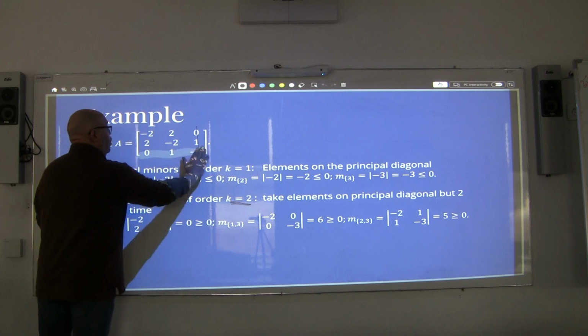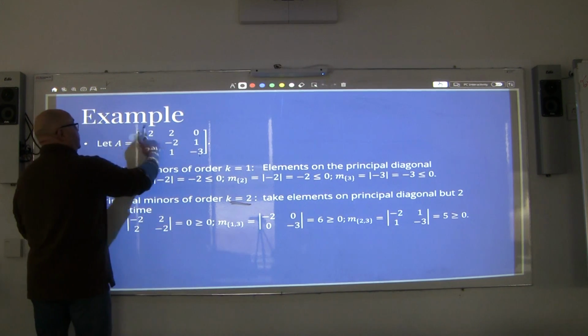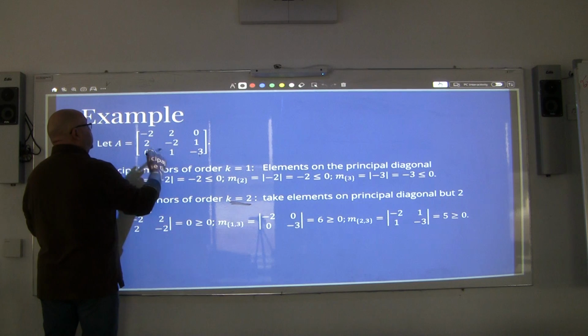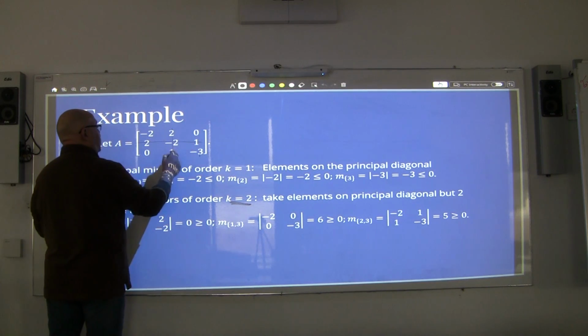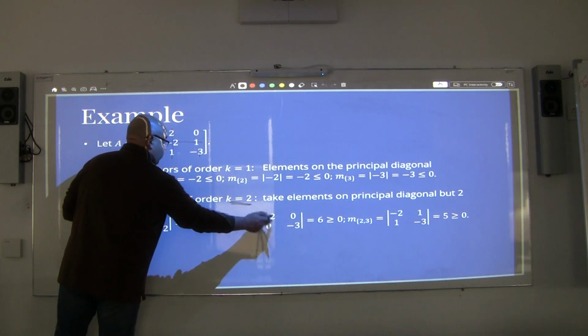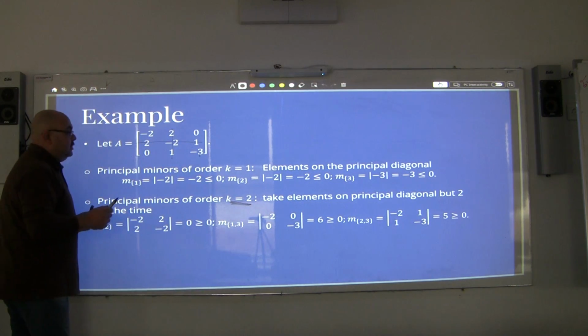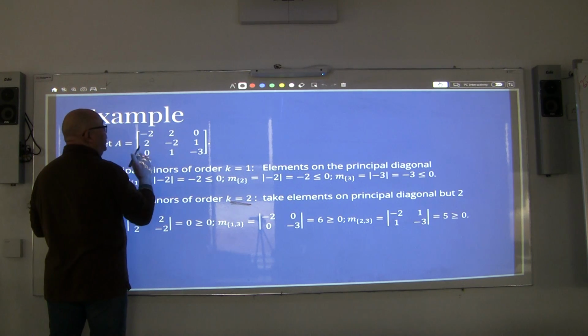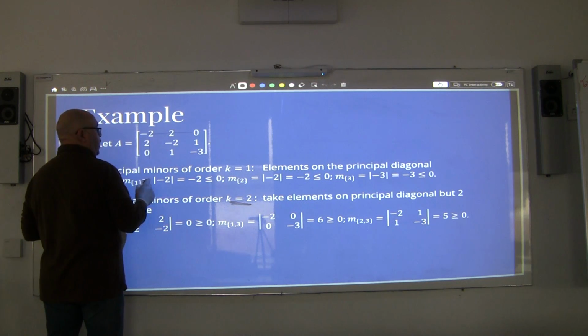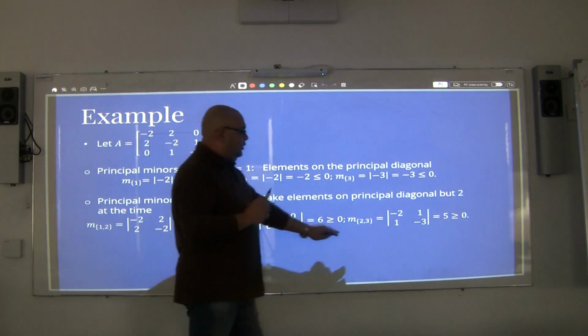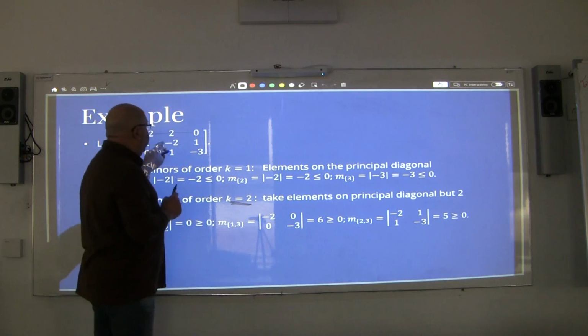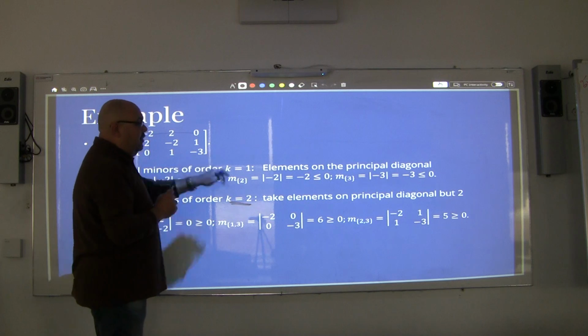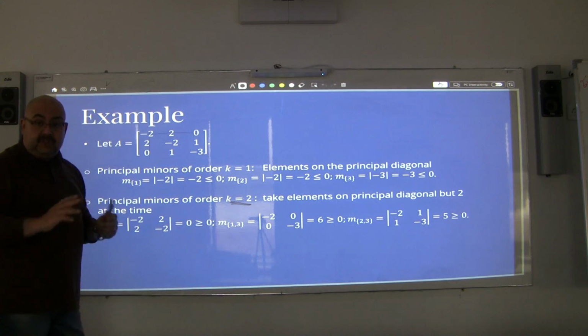Then I will go for the first and the third row, which means I will eliminate the second row and the second column. The numbers are -2, 0, 0, -3. Evaluating them is equal to 6. Then for the second and third rows, I will eliminate the first row and the first column, leaving me with a 2 by 2 matrix. What remains is -2, 1, 1, and -3, and the result is equal to 5, as you can see.